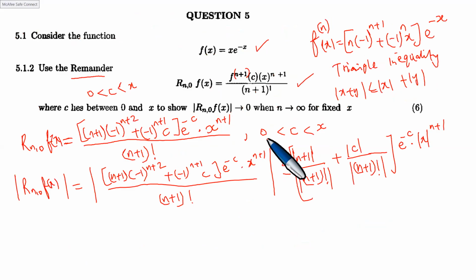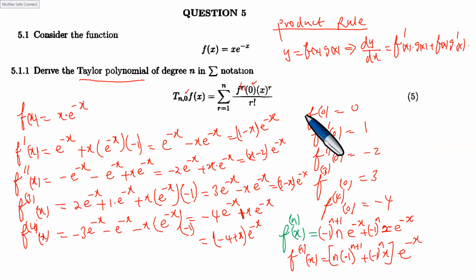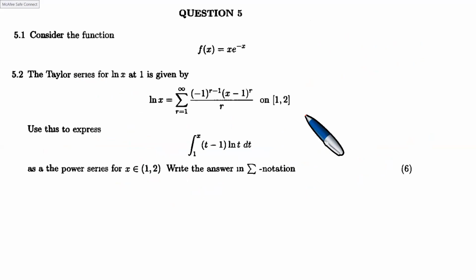And now use the remainder theorem, where c lies, to show that this approaches zero with a fixed x. We've shown that for x between 0 and 1. Always x lies between 0 and 1. Now consider the same function f of x. The Taylor series for ln x at 1 is given by this. Use these to express this as a power series. Write the answer in sigma notation.